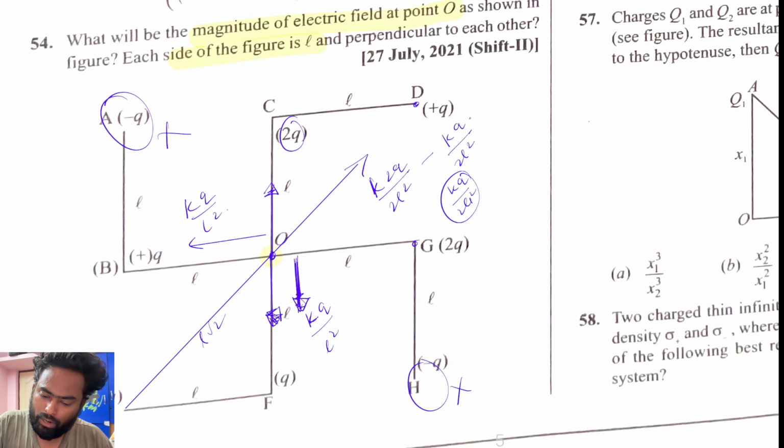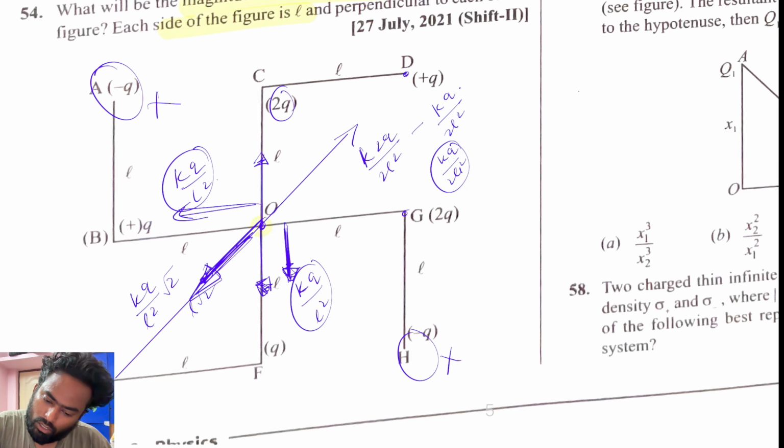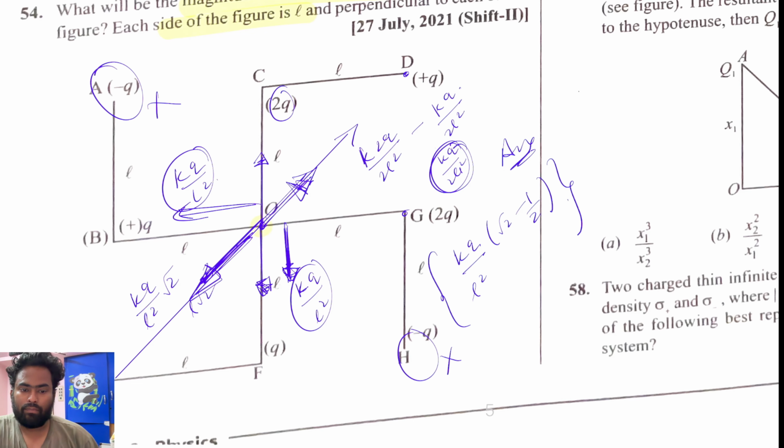Okay, now let's see. So we have KQ by L square on the left side, KQ by L square on the downside. So the resultant will come this side, KQ by L square root 2, and along the opposite side comes KQ by 2L square. So which one is more? Root 2 is more. So the downward electric field will be KQ by L square times root 2 minus 1 by 2. That will be our answer to this problem.